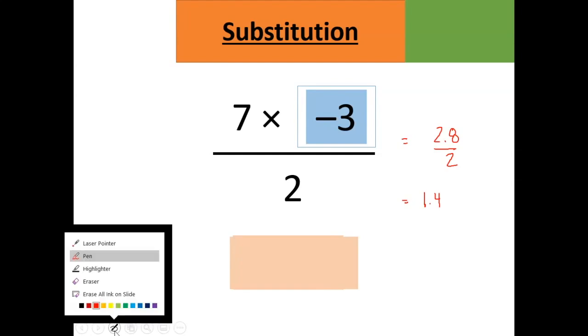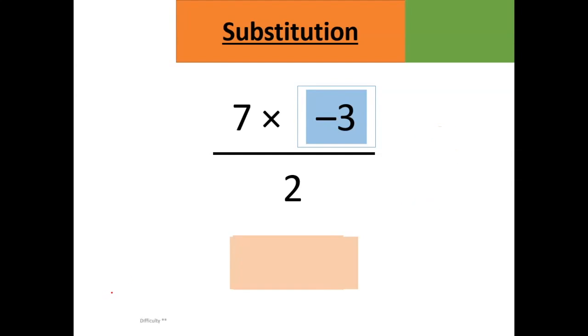Okay, so 7 times -3. Let's try that one. 7 times -3 divided by 2. If you're going to hit this into your calculator, you have to make sure you use that negative key, or if you don't use the key, you're going to have to remember that a positive times a negative brings out a negative, right? So I get -21 on the top divided by 2. So it'll be -10.5? Yep, -10.5. Correct.